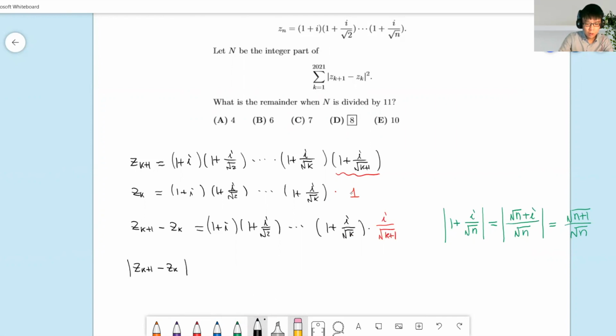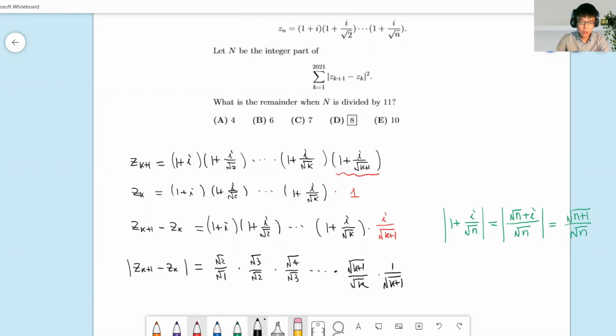Its modulus: the first term is basically root 2 over root 1. The second term is root 3 over root 2. And the next term, we know, is root 4 over root 3. We see this pattern, up to root k plus 1 over root k. And the last part contributes 1 over root k plus 1.